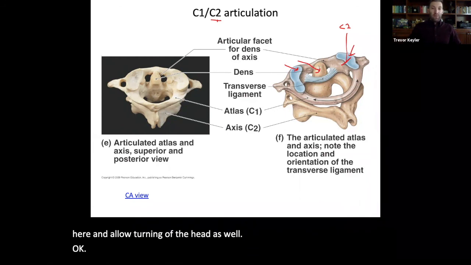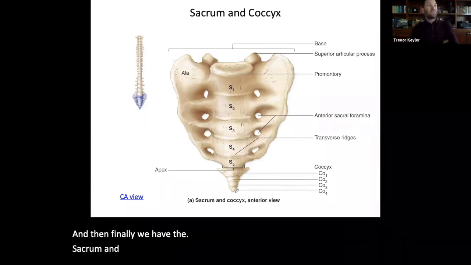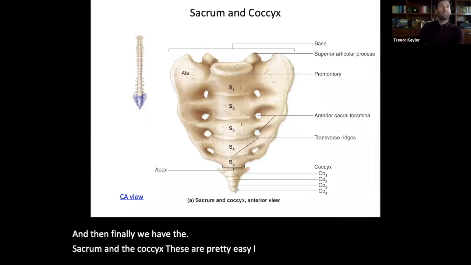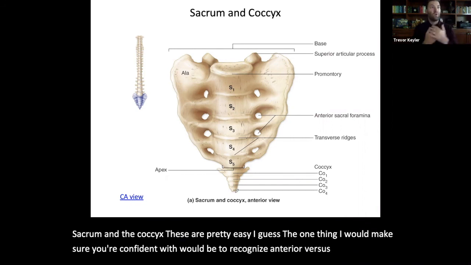And then finally, we have the sacrum and the coccyx. These are pretty easy. I guess the one thing I would make sure you're confident with would be to recognize anterior versus posterior views. So which is the front and which is the back.